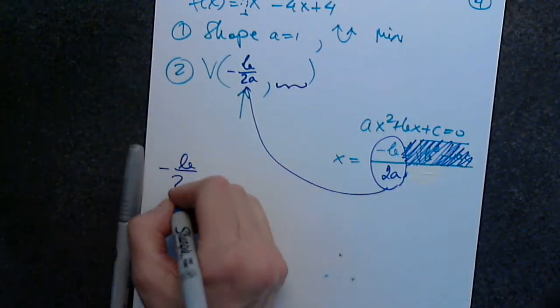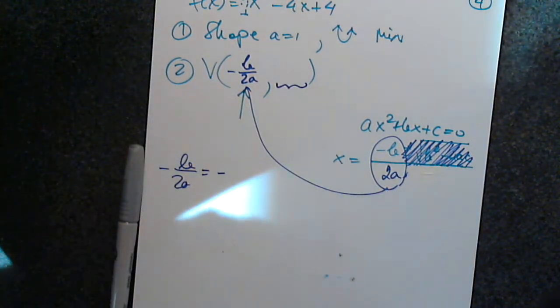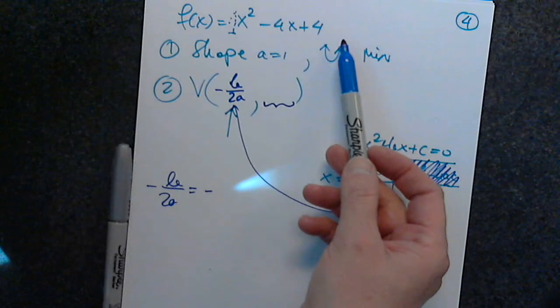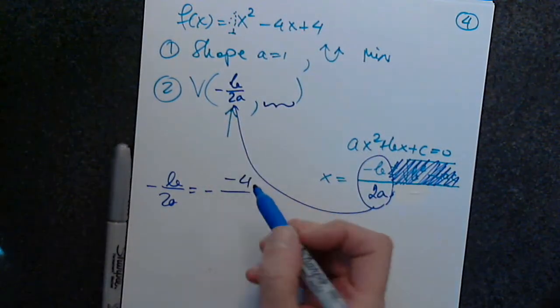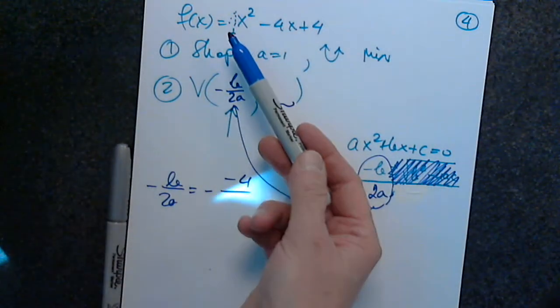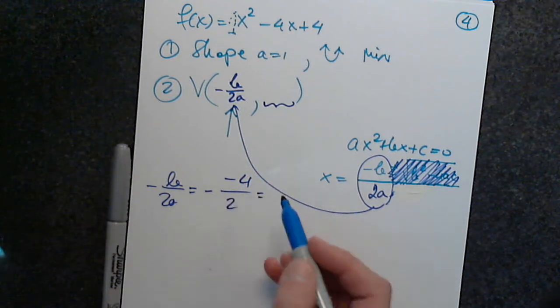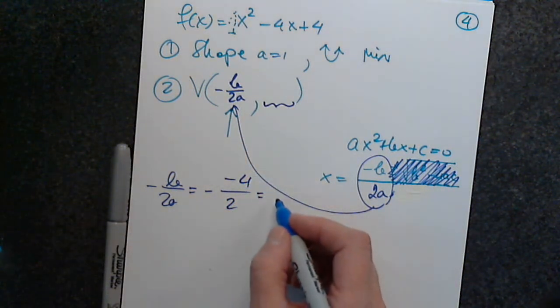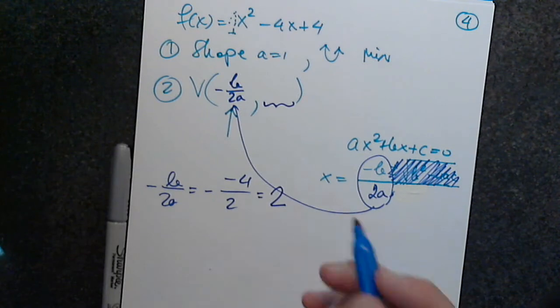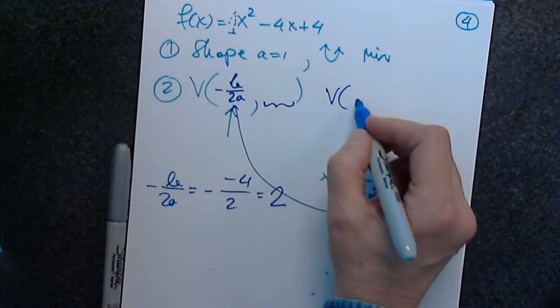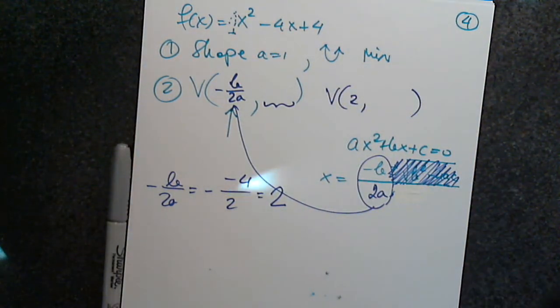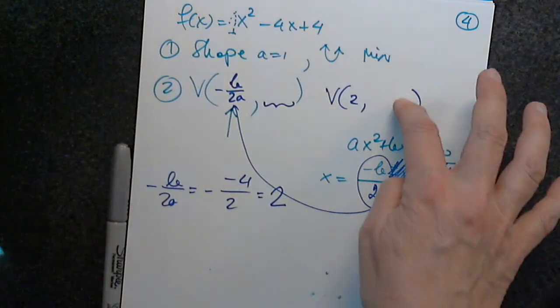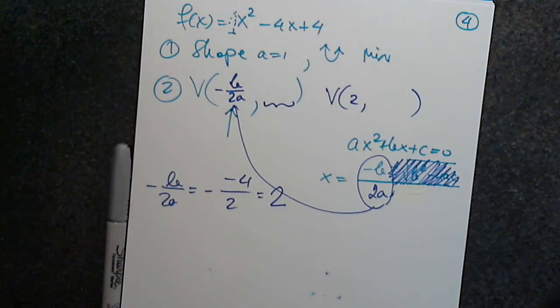So negative b over 2a is negative. Can anyone identify b? Very good. Can anyone give us 2 times a? 2. So the answer is? Careful, one more time. Very good. So the vertex has 2 as its x-coordinate. How do I determine the y-coordinate now? What do I have to do?